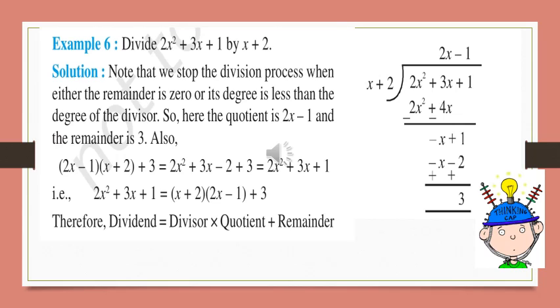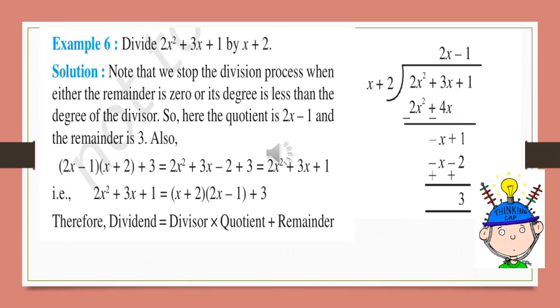So see here, x plus 2 first multiplied by 2x. So we will write 2x in place of the quotient. 2x multiplied by x plus 2 gives you 2x square plus 4x. Change the sign because we have to subtract. After changing the sign, 2x square gets cancelled. The left one is minus x. Then write down the plus 1.